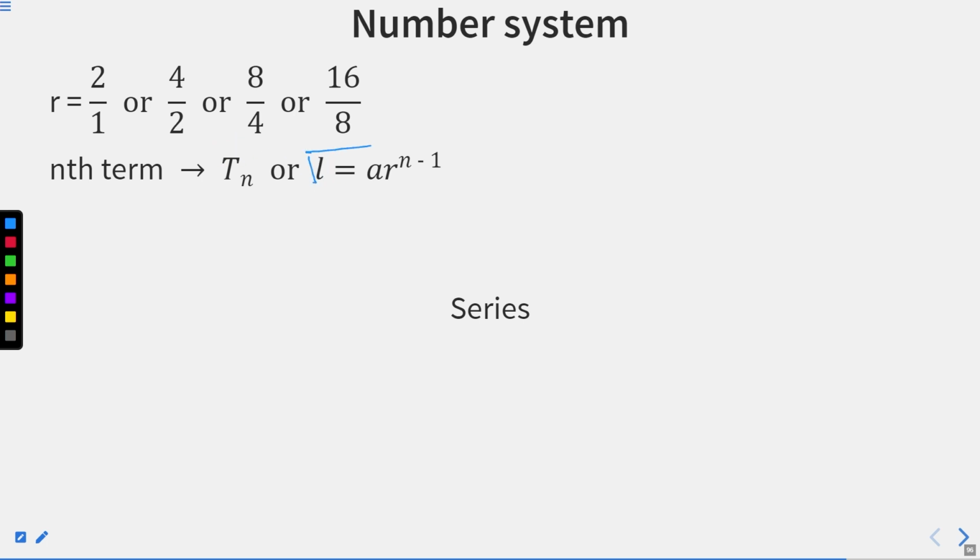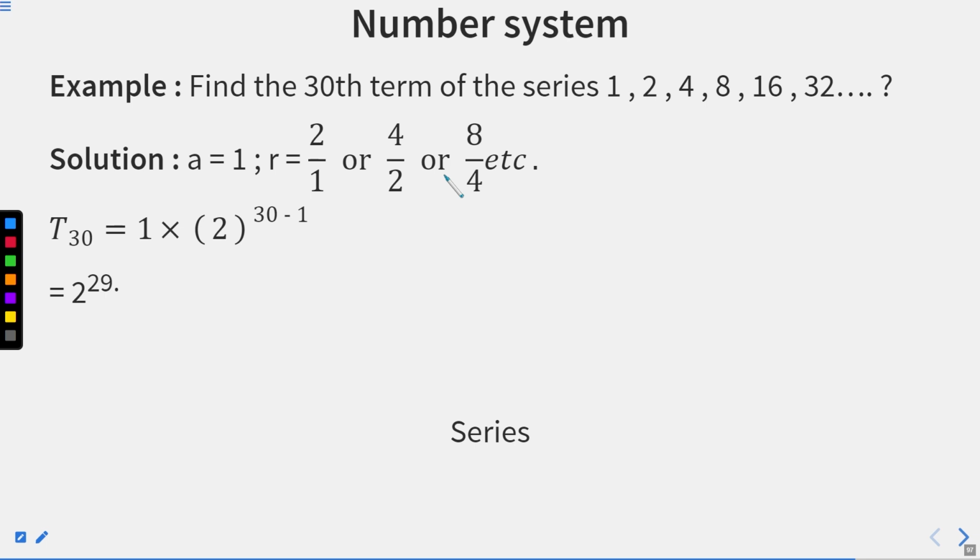So to find the nth term of a given geometric progression, the formula is a into r to the power n minus 1. If you have a series like 1, 2, 4, 8, 16, 32 and so on, and I want to know the 30th term, a is 1 here and the common ratio is 2 here. So according to the formula a into r to the power n minus 1, the result is going to be 2 to the power 29.